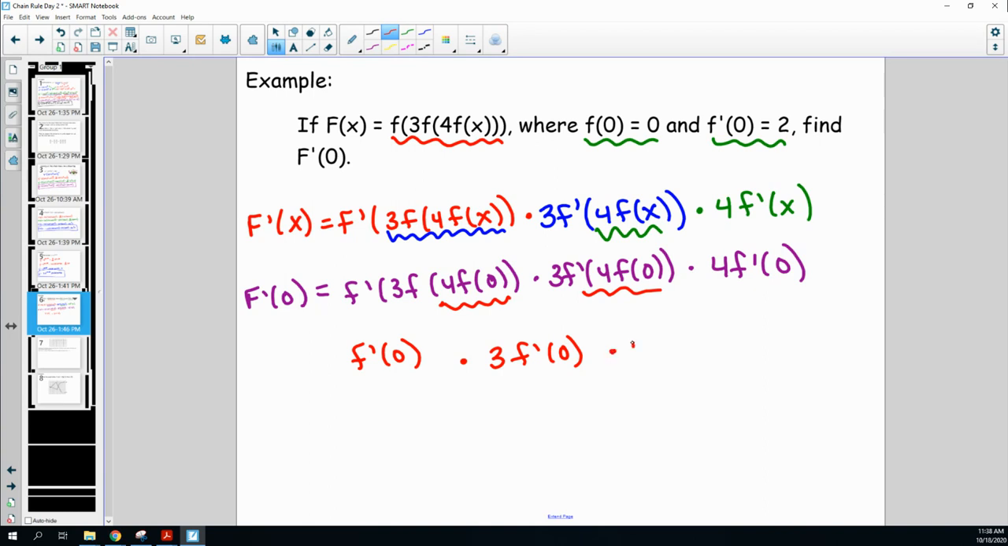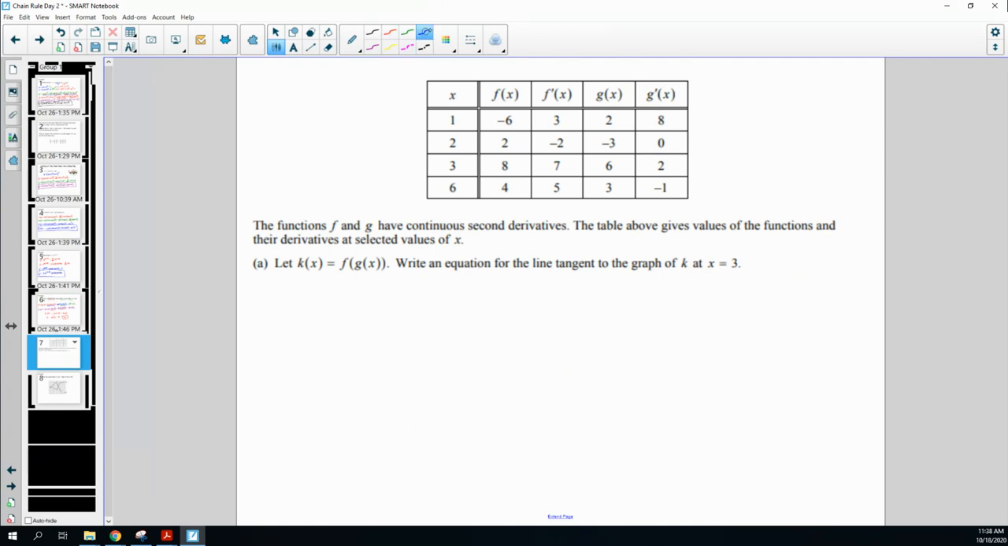And then here, times 4 f prime of 0, which is 2. So f prime of 0 is 2, and then we're multiplying that times 3 f prime of 0, which is 2, and then here we had the 4 times the 2, so we had 8. Now if I multiply this together, I end up getting 96 as my answer. So it looks more complicated than it is, but you just want to think about the chain rule and do it piece by piece.